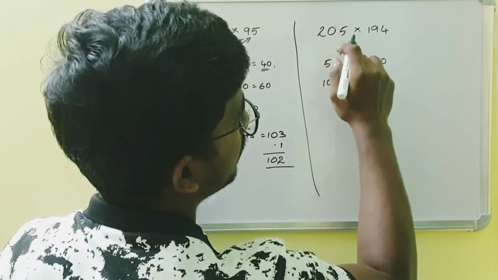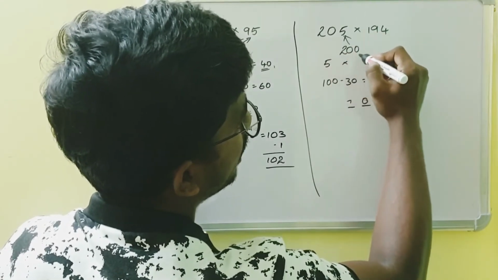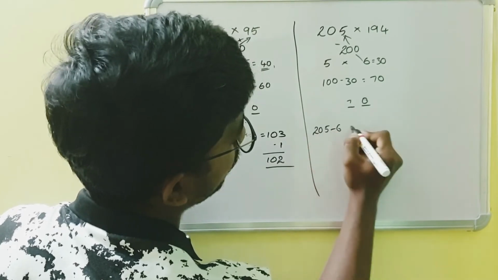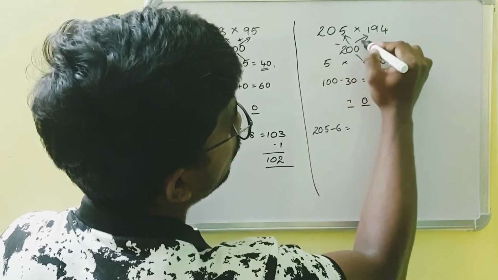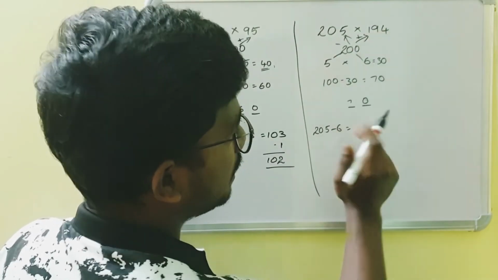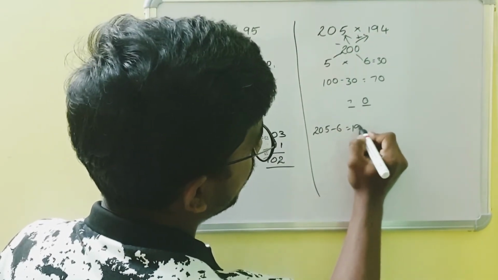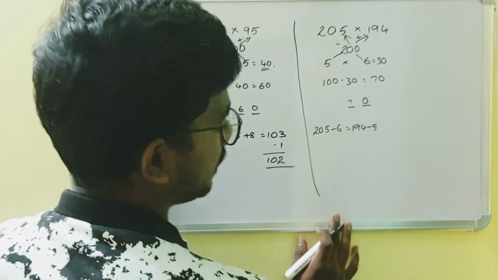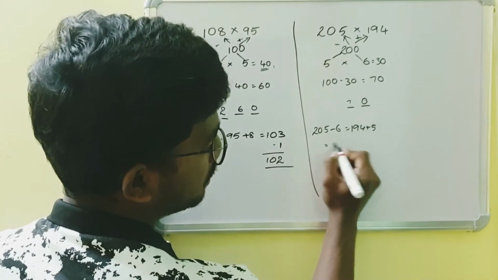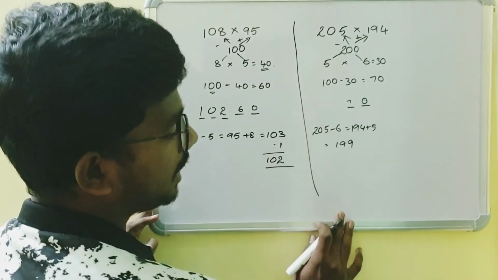See, 205 is greater than 200, so I am subtracting 6 from 205, which is also equal to adding 5 to 194, as it is lesser than 200. 194 plus 5. Okay, we have to add them. So, which is nothing but 199.